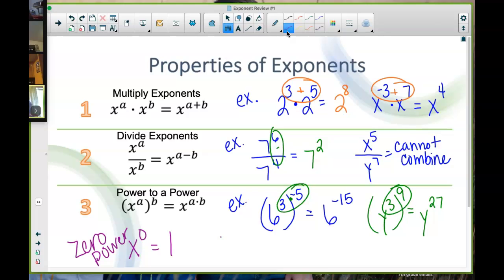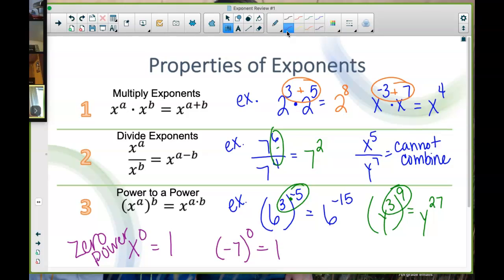It can be -7 to the 0 power. It's going to equal 1. It can be 596 to the 0 power. It equals 1. So that's just a good reminder. Anything to the 0 power equals 1.